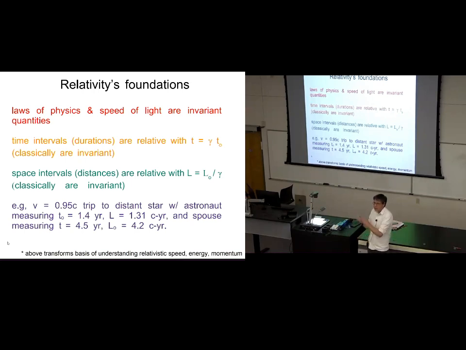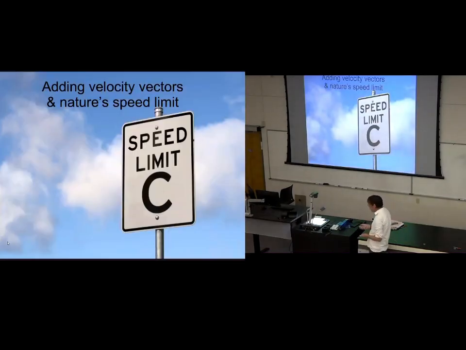It is very difficult conceptually to understand relativity. Okay, let's talk about adding velocities, and let's talk about nature's speed limit on the maximum velocity. This is our first bullet.